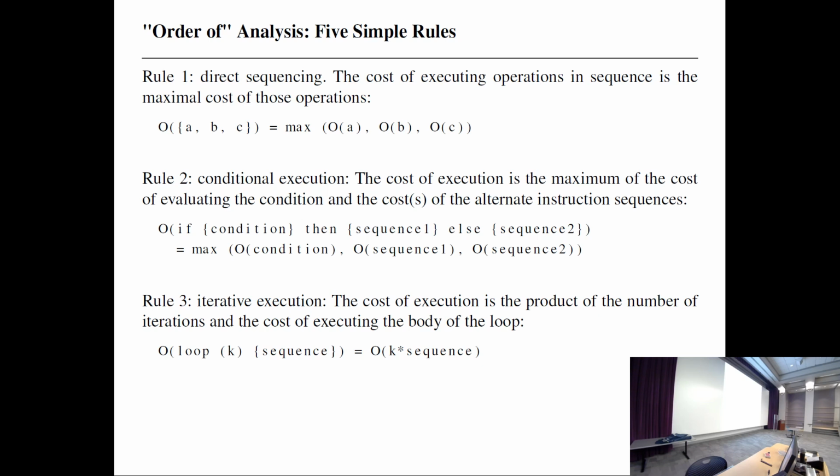So 3 rules so far. Sequential execution is the worst time. Conditional execution is the time of the worst path. And iterative execution is the number of iterations times the cost of the internal part of the loop. If k is independent of n, you just forget about it.